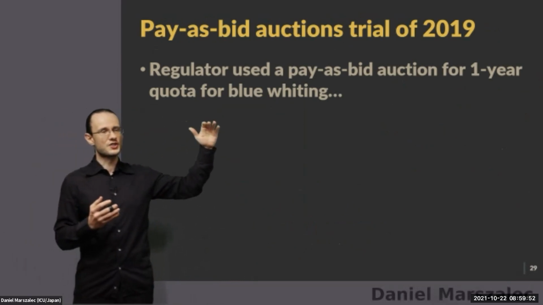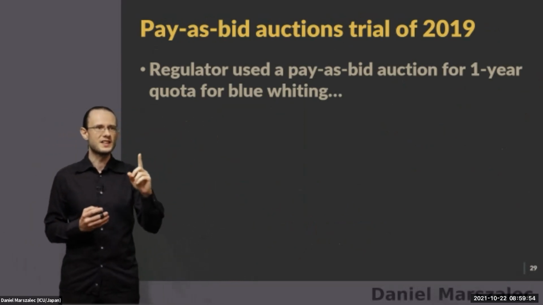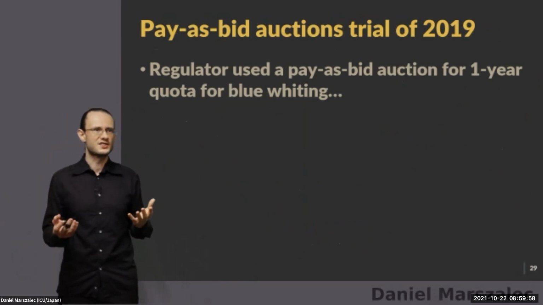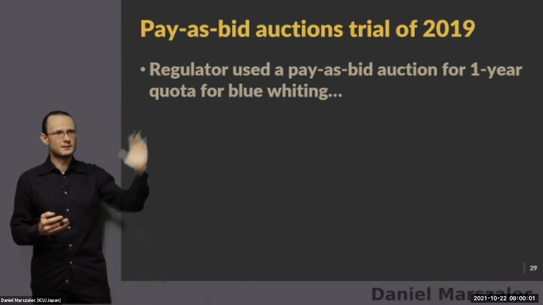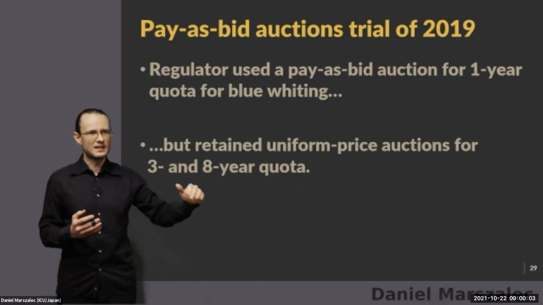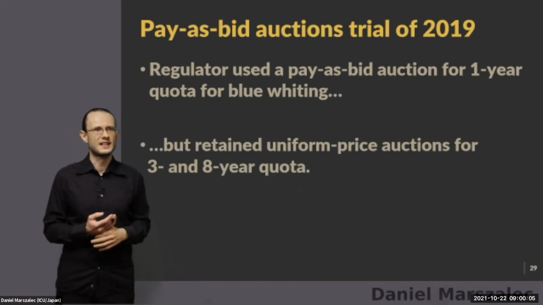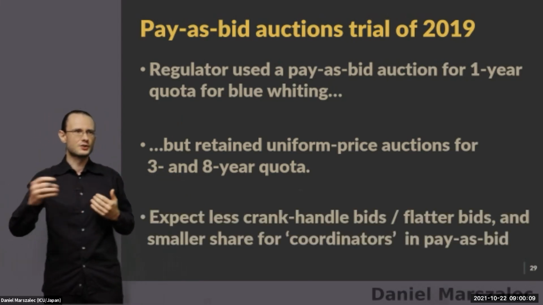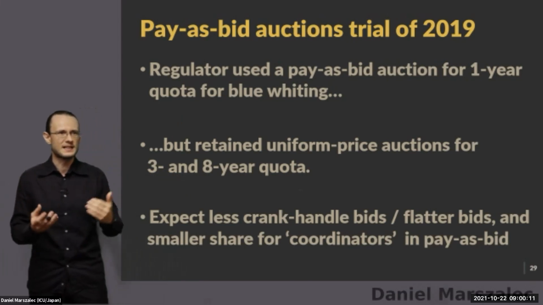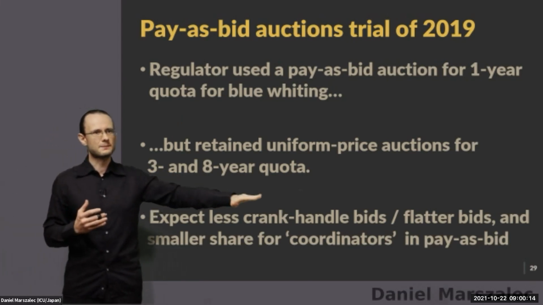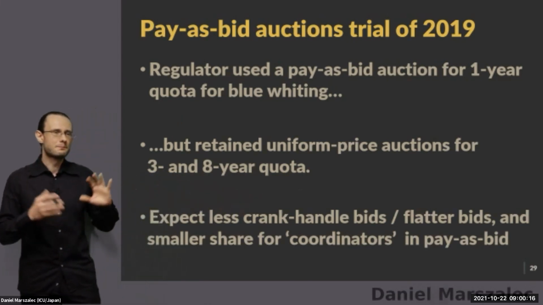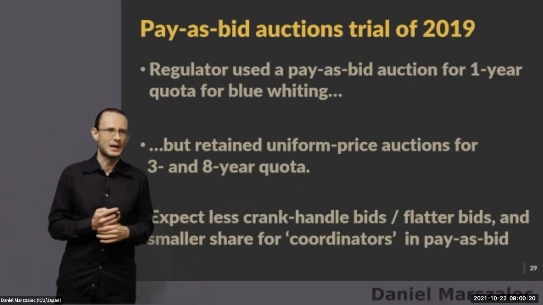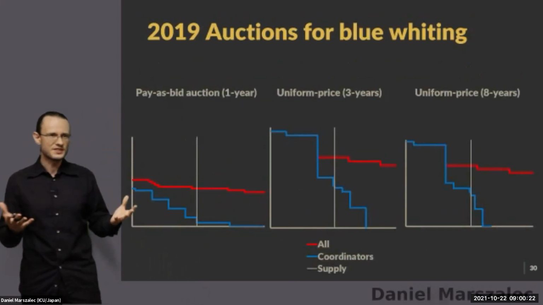So in their auctions for the quota of blue whiting, for the 1-year quota, they used pay-as-bid pricing, but because the industry was upset that pay-as-bid pricing would be used, they retained uniform price auctions for 3- and 8-year quota. And what we would expect is that if they are trying to do crank handle bidding in pay-as-bid auctions, we should expect much flatter bid schedules and potentially a smaller share for the coordinating bidders in case somebody outbids them. So this is what happened.